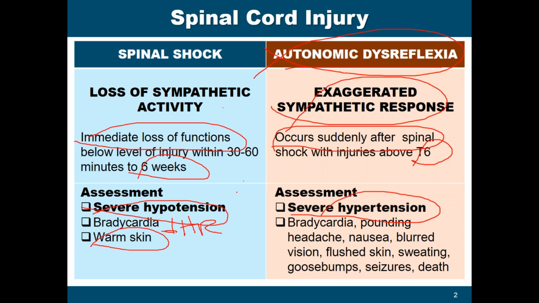So in spinal shock, the blood pressure is low, but in autonomic dysreflexia, the blood pressure is actually very high, to the point that the patient will be developing pounding headache, decrease in the heart rate as well, nausea, blurred vision, flushed skin, sweating, goosebumps, seizures, and death. So the worst complication of this condition is seizures and the death of the patient. So this is also a matter of life-threatening emergency.